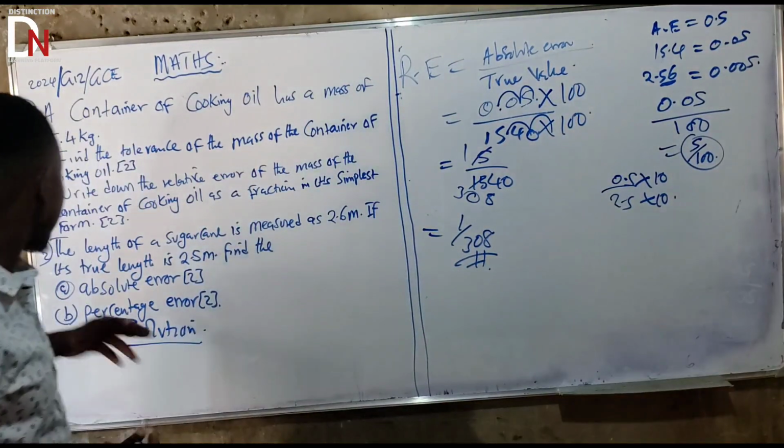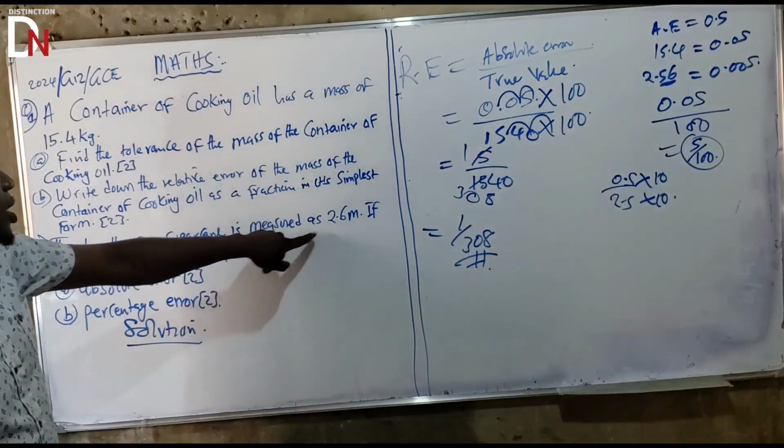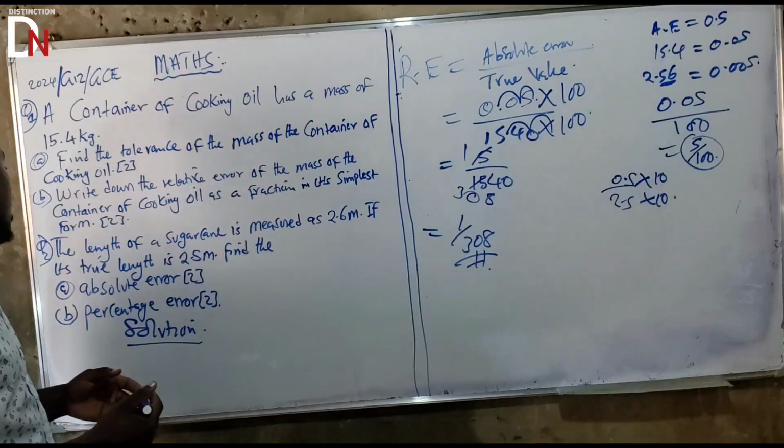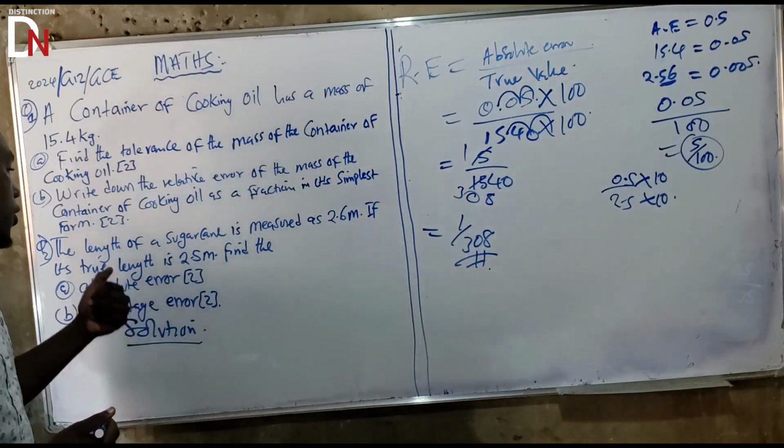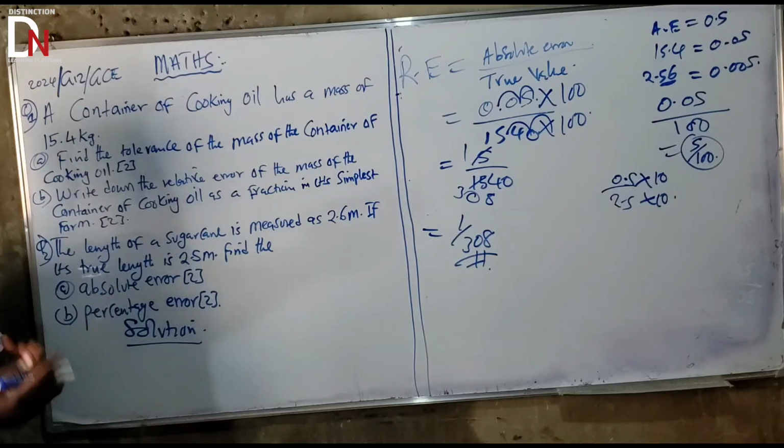Okay. Now let us look at the second question. The length of a sugarcane is measured as 2.6 meters. If its true length is 2.5 meters, find the absolute error.